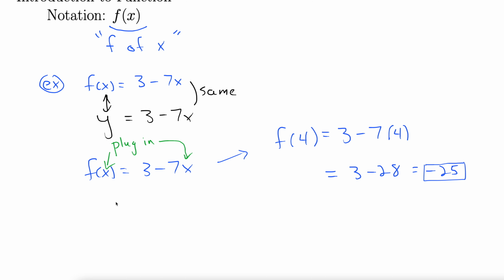Now let's try another one here. Let's maybe do f of, maybe, I don't know, negative 1. Okay, so 3 minus 7 times negative 1. Well, that's 3 plus 7, 10.